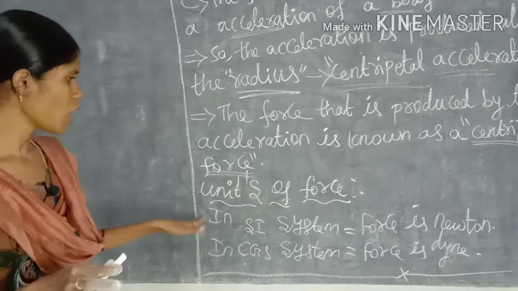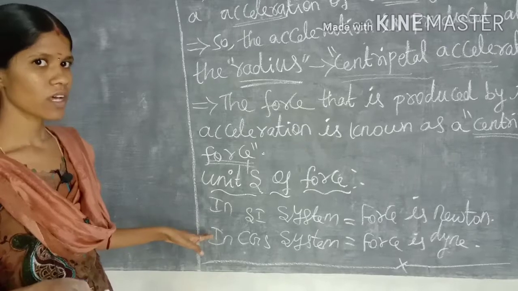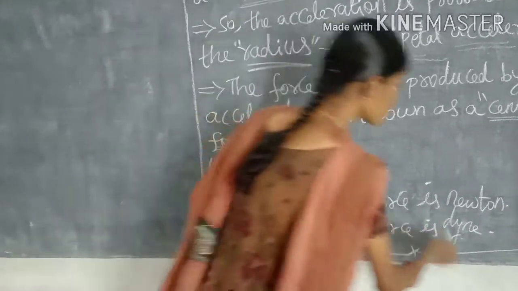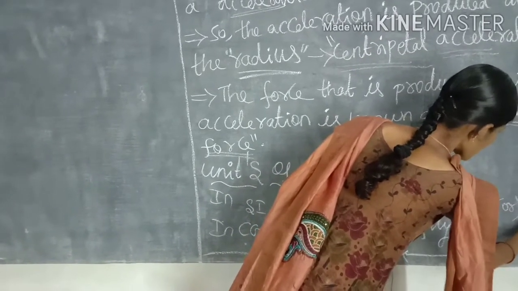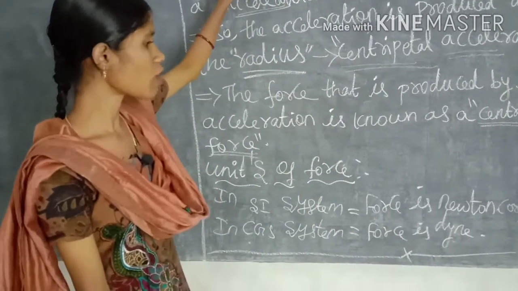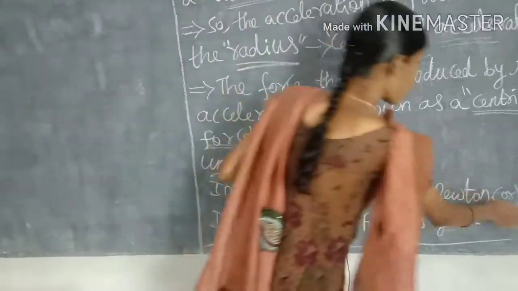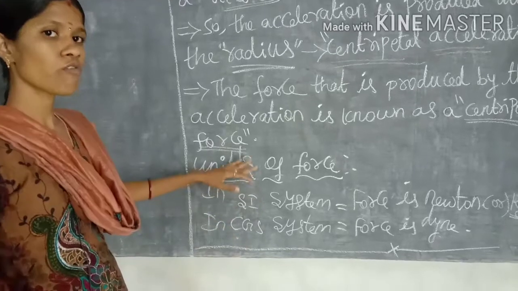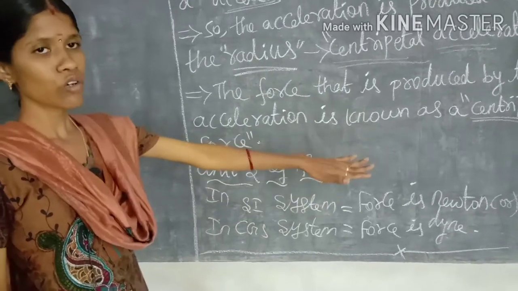Students, then units of force. Already we know the SI unit of force is Newton, or kilogram meter second power minus 2. Why? Because according to Newton's second law formula, the SI unit for mass is kilogram and the SI unit for acceleration is meter second power minus 2. So the unit of force in the SI system is Newtons or kilogram into meter second power minus 2.